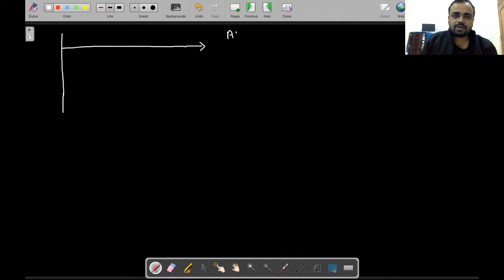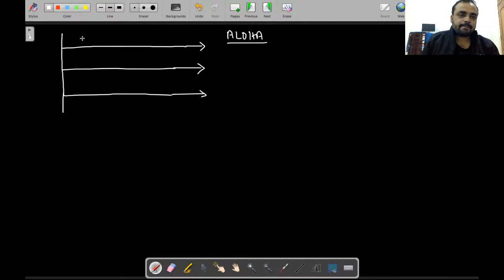This is the timeline. In case of Aloha, we do not divide into time slots, but still I am considering it to make you understand. This is node A, B and C, and we are considering there are three different nodes connected with the common medium.